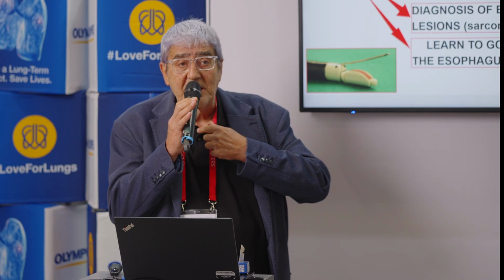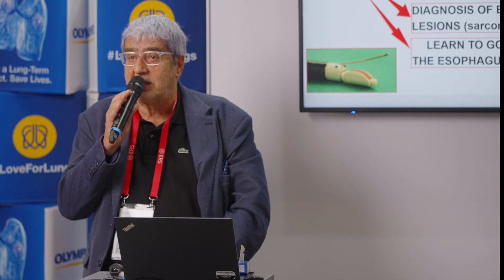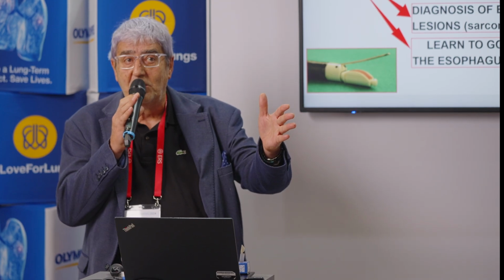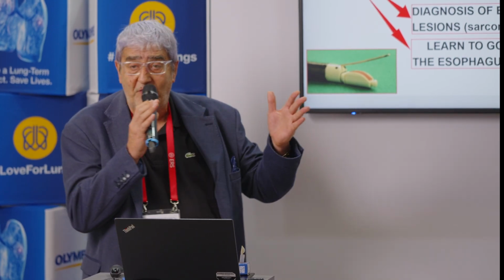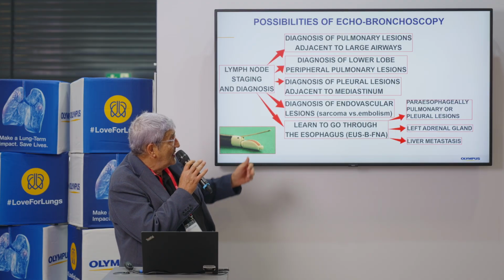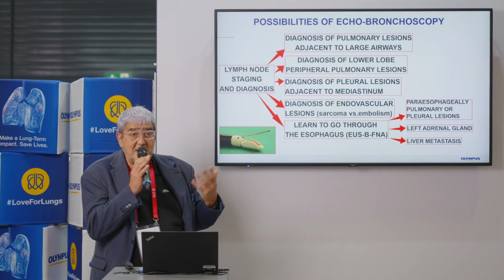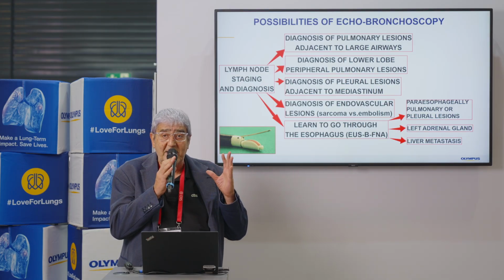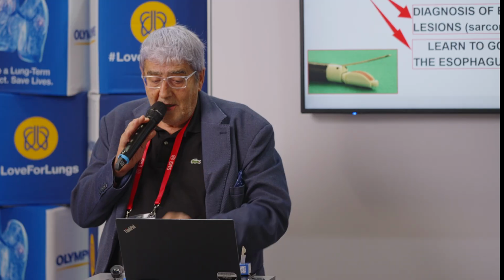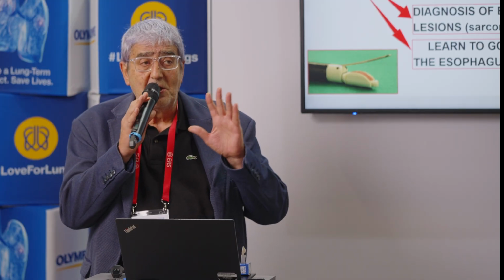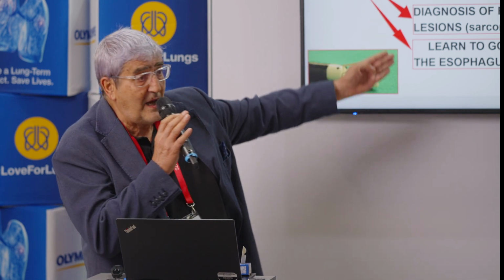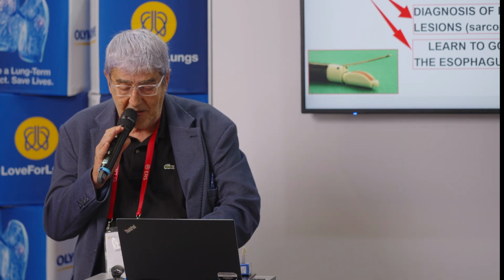The esophagus is a highway into the thorax. And so to learn to go through the esophagus with the EBUS-scope is a great advantage in our diagnostic technique. We were able also to evaluate endovascular lesions and to make differential diagnosis between sarcoma and embolism. Well, my presentation shows you some clinical practical cases of all these applications of EBUS-TBNA.